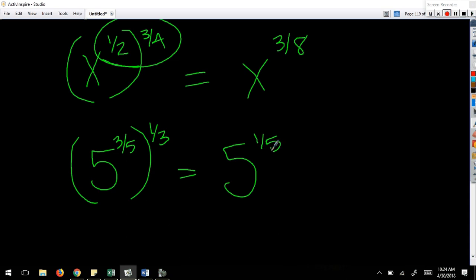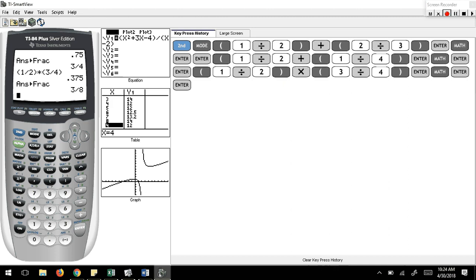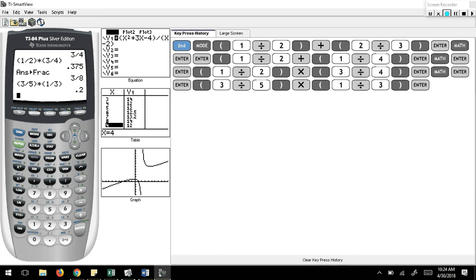1/5. If you multiply it on your calculator, 3/5 times 1/3. Math, enter, enter.